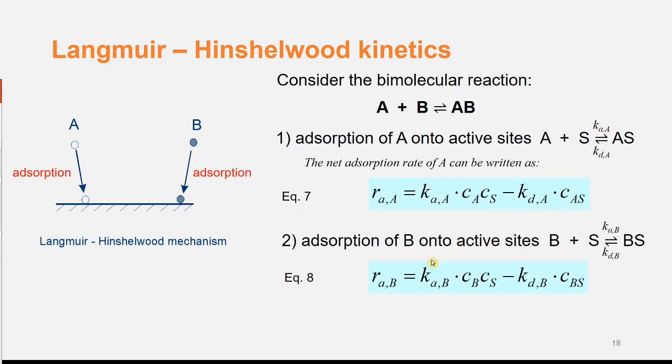We can write exactly the same thing for B. So the net rate of adsorption of component B is equal to the rate of adsorption of component B, given by this term, minus the rate of desorption of B, given by this term.